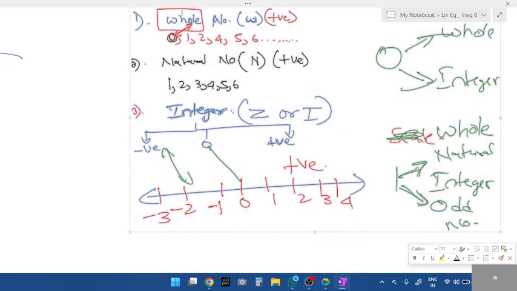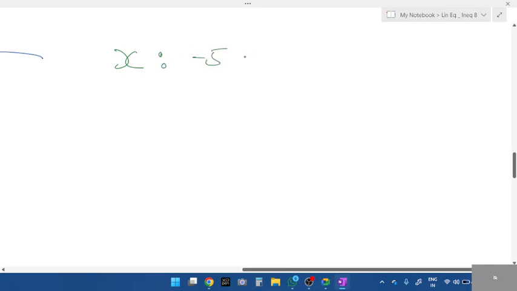Z and I. Then what are the other values we'll have? You know prime numbers, composite numbers, right? Prime, composite, odd, even. Any doubts in whole number, natural number, integer? Next, if I give a question: x belongs to W, x such that -5 less than x less than 5, x belongs to whole number.